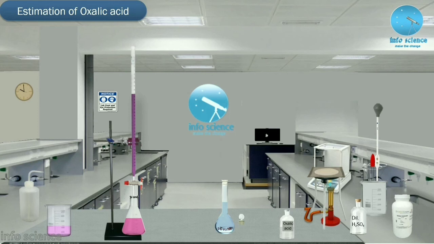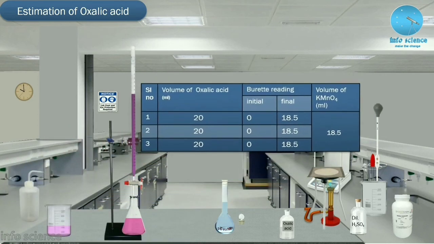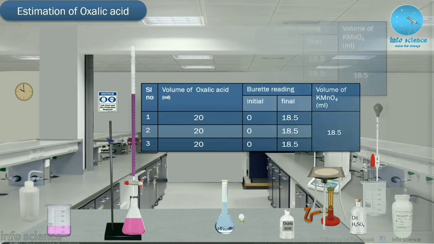The experiment is repeated till concordant values are obtained. So we have conducted this experiment 2-3 times and this is the value which we got. Volume of the oxalic acid equal to 20 ml, and burette initial reading is 0 and final reading is 18.5. So volume of the KMnO4 solution equal to 18.5 ml. Now we can move to the calculation part of this experiment.